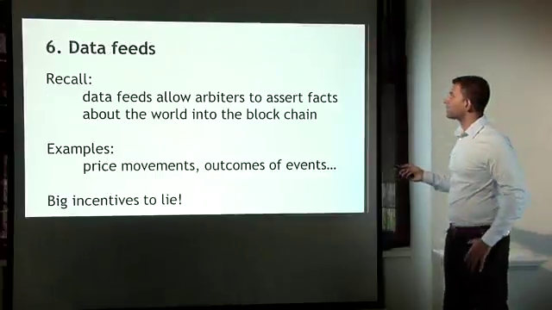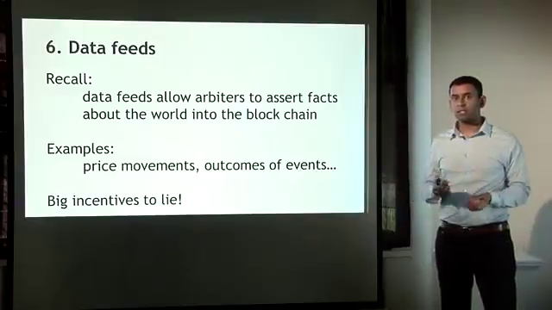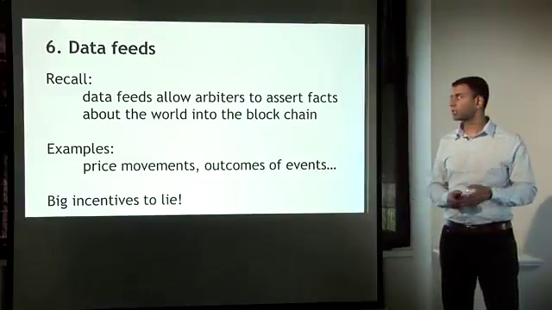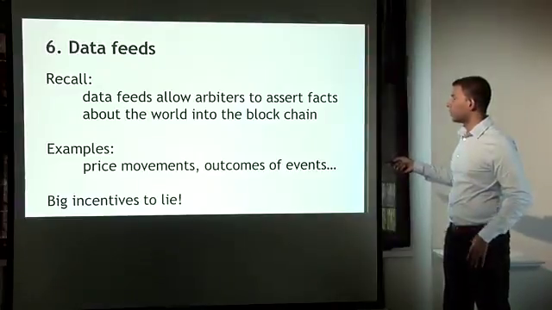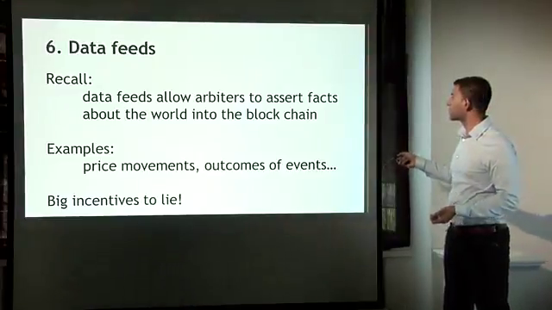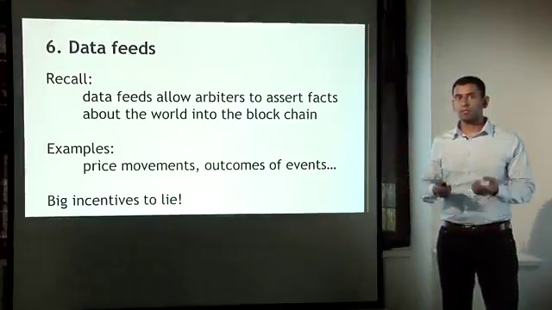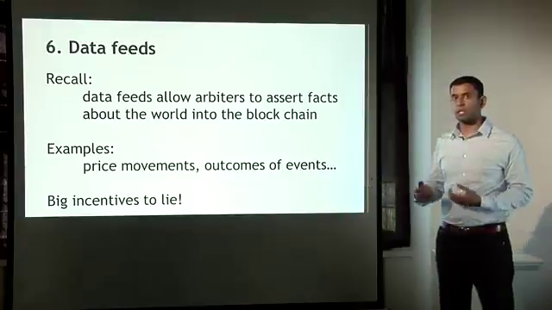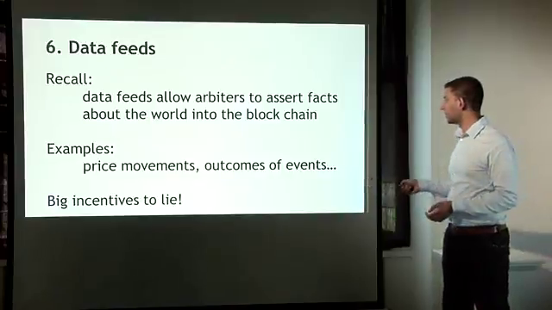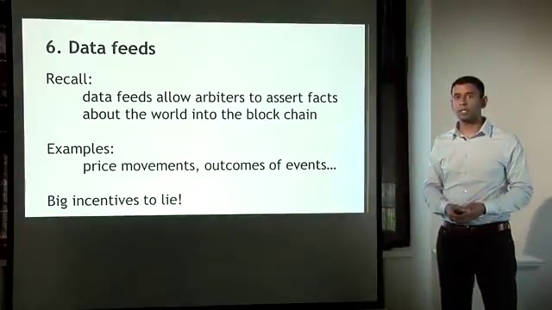All right, so now let's move on to data feeds. We looked at this a little bit earlier. Let's look at it in a bit more detail. You've also seen it in a previous lecture. Data feeds are a way for what we'll call arbiters to assert real-world facts into the Bitcoin blockchain. And there are some very natural applications of this. If you have a feed of price movements, that allows you to implement derivatives. If you have feeds representing outcomes of events, that allows you to implement prediction markets, and so on.